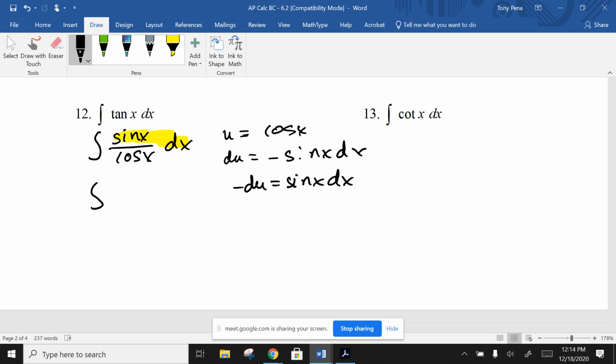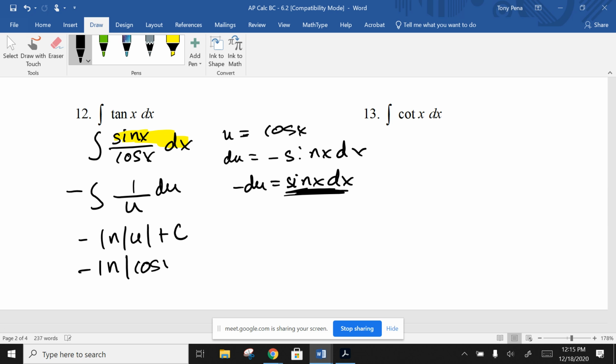So what you are then left with, our u is our denominator, and then that sine of x dx, all right, that I have highlighted in yellow, we can get rid of all of that if I replace it with a negative du. That should be recognizable to us as the natural log, absolute value of u, plus our constant. And then plug back in your u, the antiderivative of tangent we just found to be this.